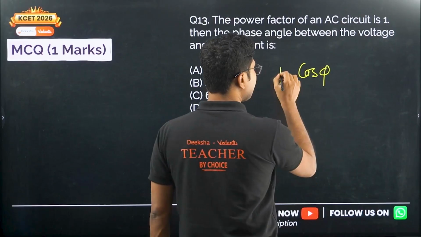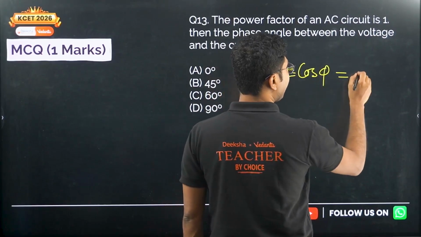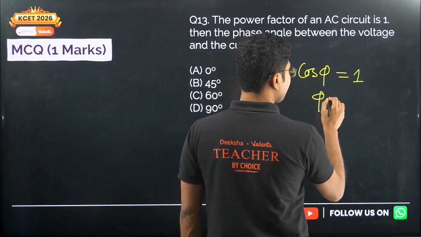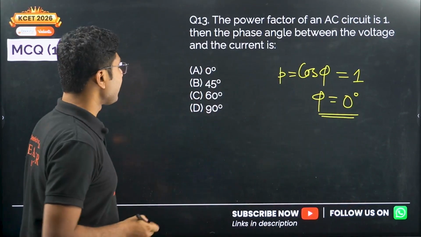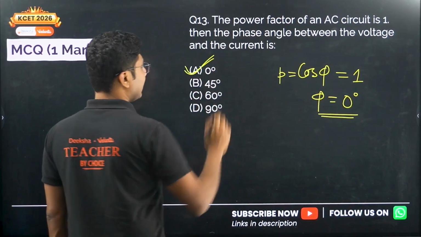Okay, power factor is given by cos phi and it is given as 1. So that means phi must be equal to 0 degrees. This is the phase difference. So the phase difference is 0 degrees.